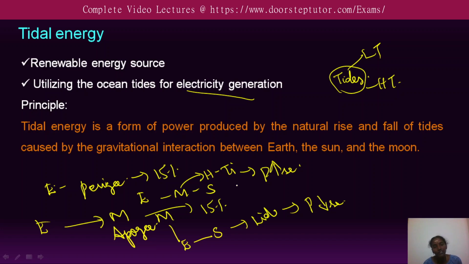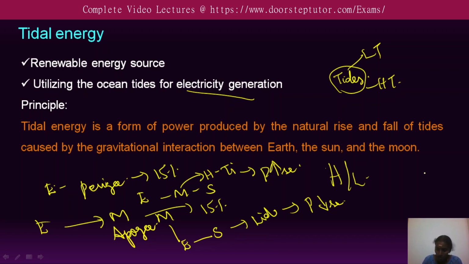So the power generation depends upon the tide rise only. The main production of tidal power depends upon the high tide as well as the low tide, and mainly on the gravitational pull between the earth and the moon.